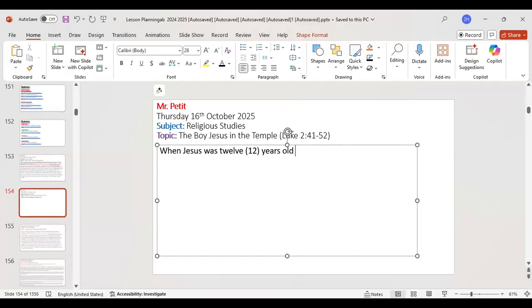When Jesus was 12 years old, write this down for me, please. When Jesus was 12 years old, his parents took him to Jerusalem. Why would they take him to Jerusalem? To celebrate his bar mitzvah. Who said bar mitzvah?